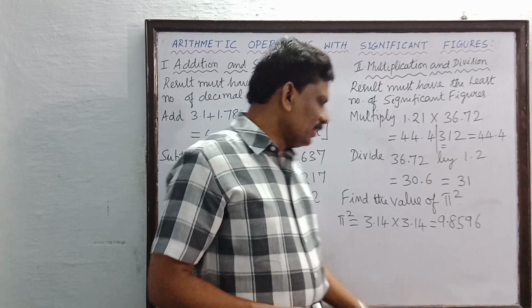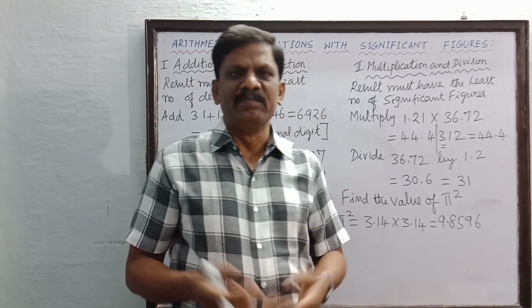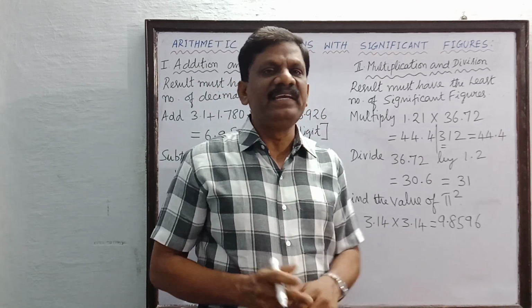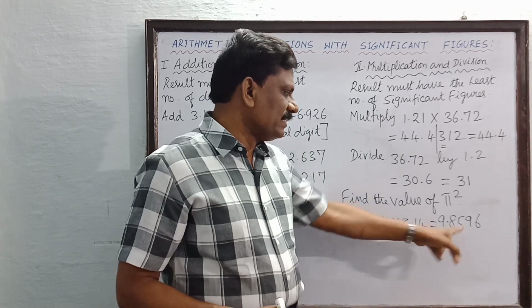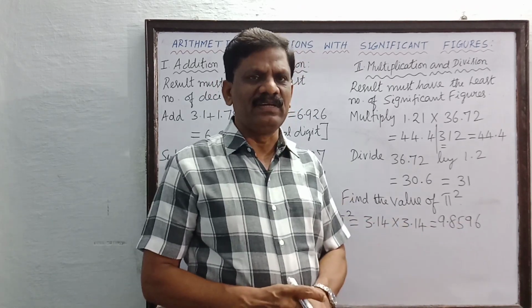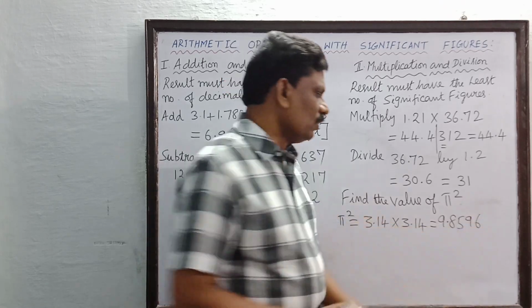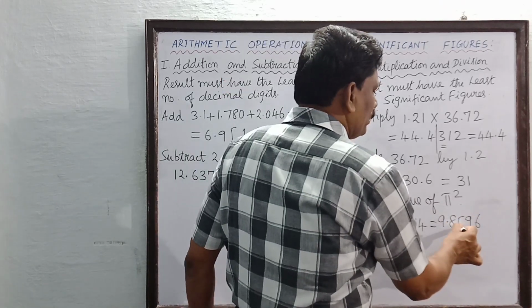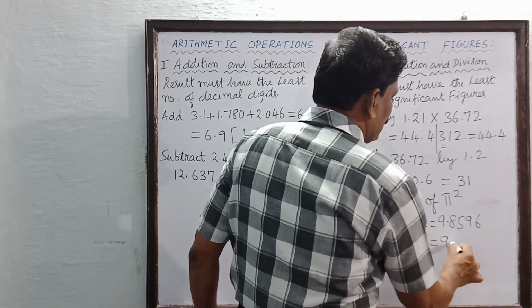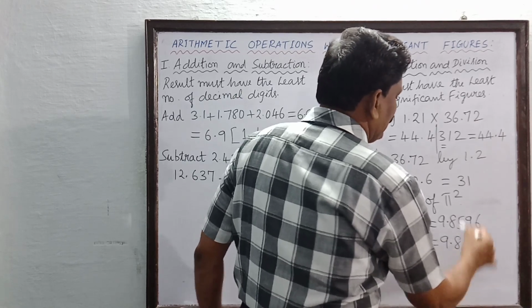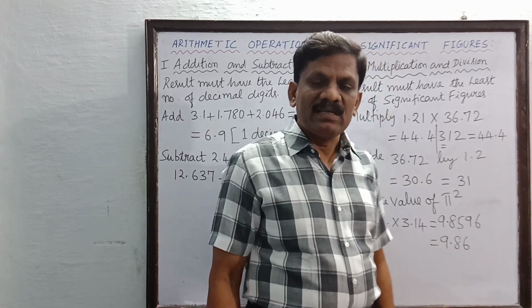But out of the 2 given numbers, both are the same, having only 3 significant figures. So the answer must contain only 3 significant figures. So the fourth digit is 9, which is greater than 5. So I can add 1 to the previous digit. So this is rounded off as 9.86. That is the answer.